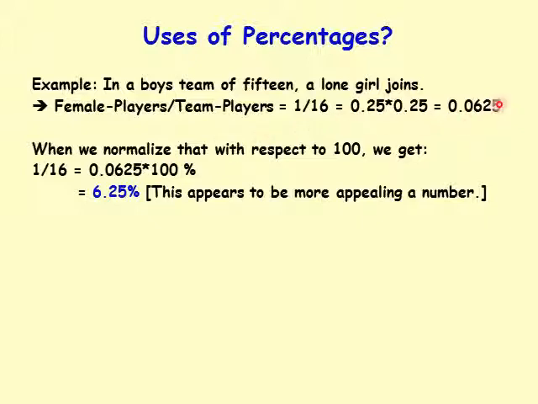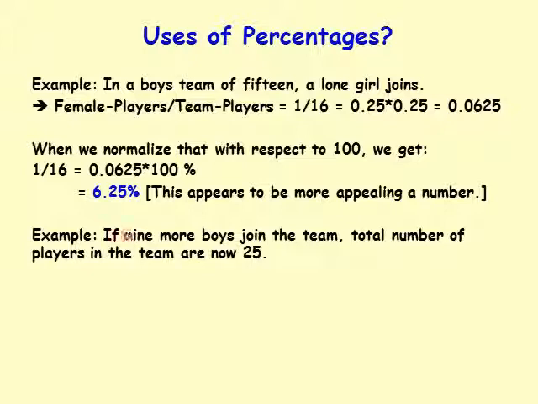Now, here is this number 0.0625 as the ratio of female players to team players, and in percentage the same ratio is 6.25. That number seems to be more appealing. In this case, saying 6.25% of the team consists of females is more appealing than saying 0.0625 part of the team is female.